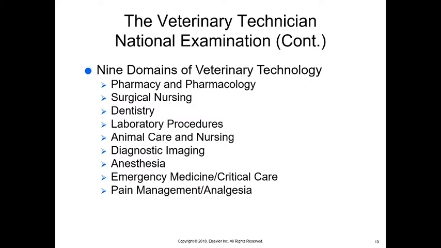The 9 domains of the Veterinary Technology National Exam are pharmacy and pharmacology, surgical nursing, dentistry, laboratory procedures, animal care and nursing, diagnostic imaging, anesthesia, emergency medicine and critical care, pain management, and analgesia.